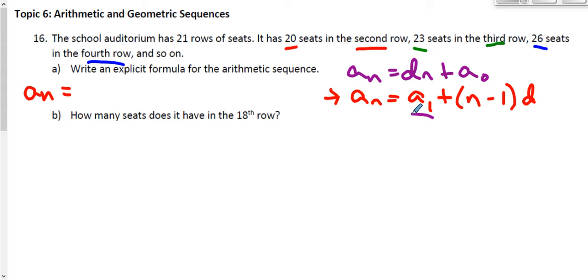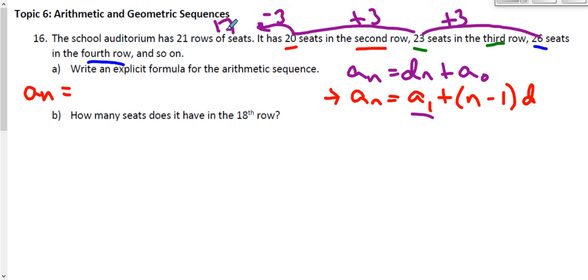So to get from 20 to 23, I've added 3. And to get from 23 to 26, I've added 3 again. So I know my pattern is plus 3, which means if I want to go backward to find the first row, all I have to do is subtract 3. So to go backward to the first row, I have to subtract 3, so I'll get 17 for my first row. So 17. Then we add to that n minus 1.